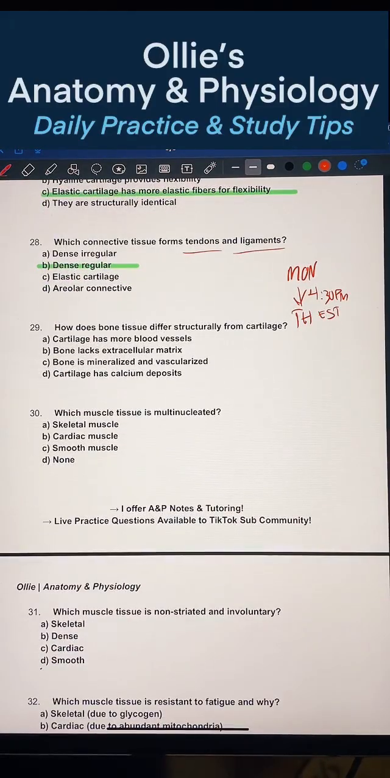Number 29, how does bone tissue differ structurally from cartilage? How does it differ structurally? A, B, C, or D?